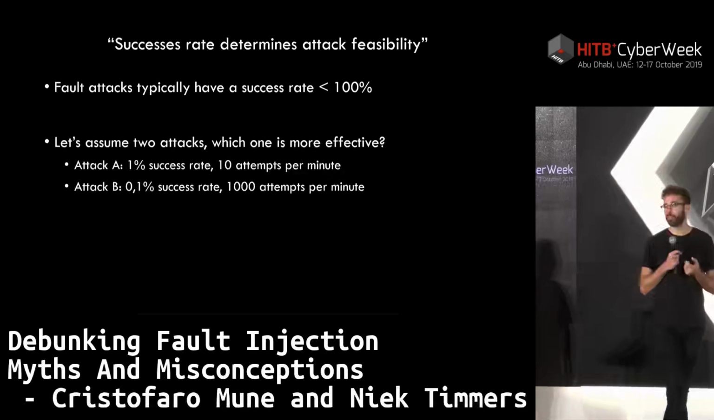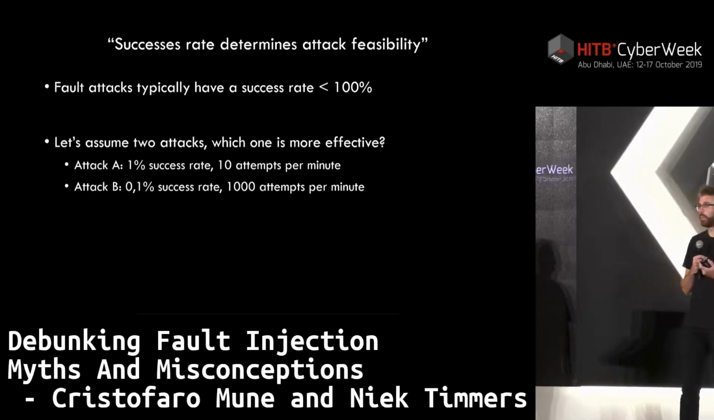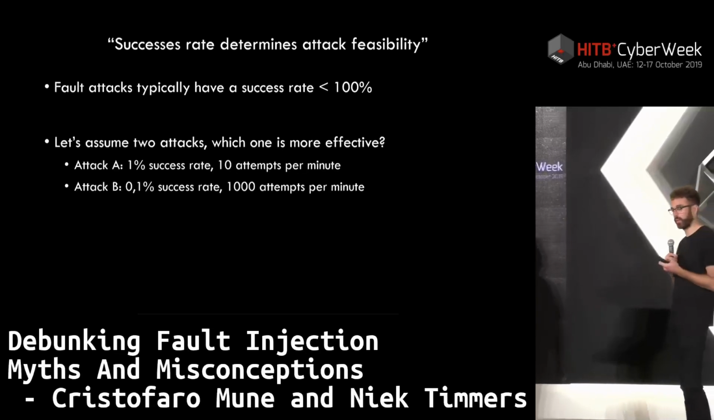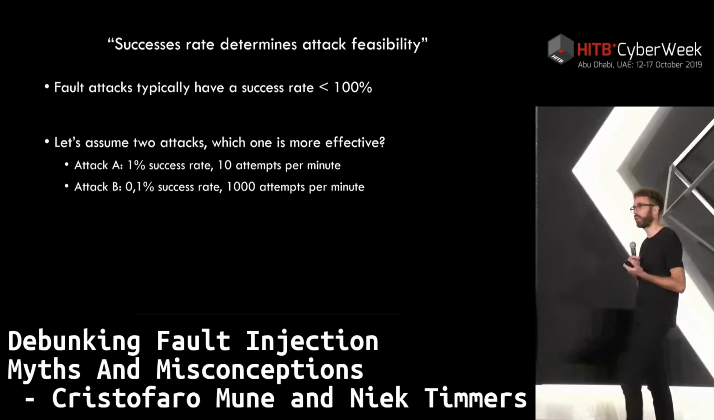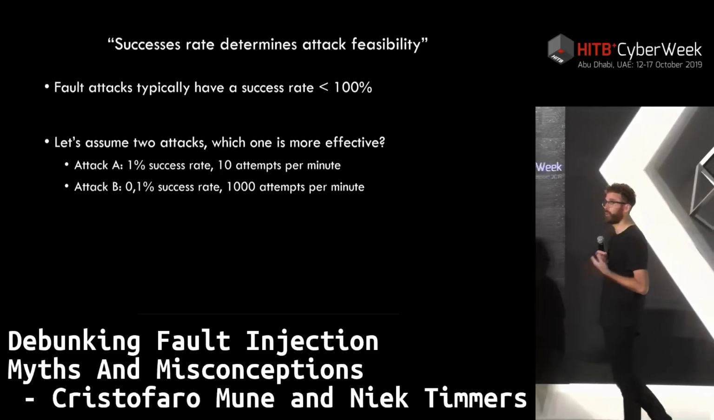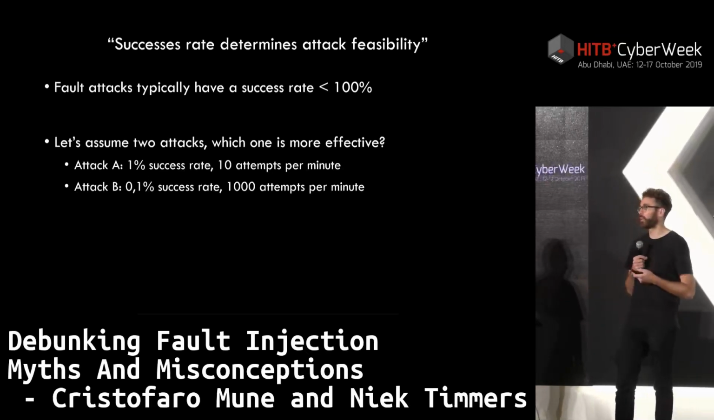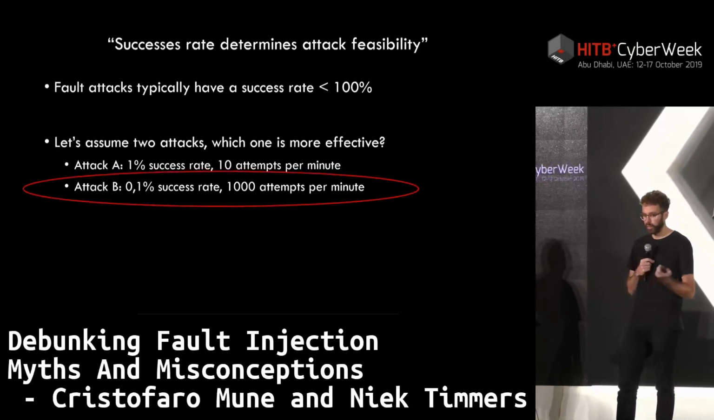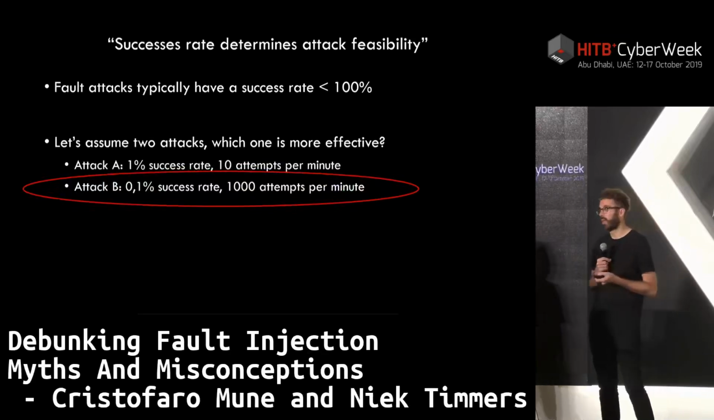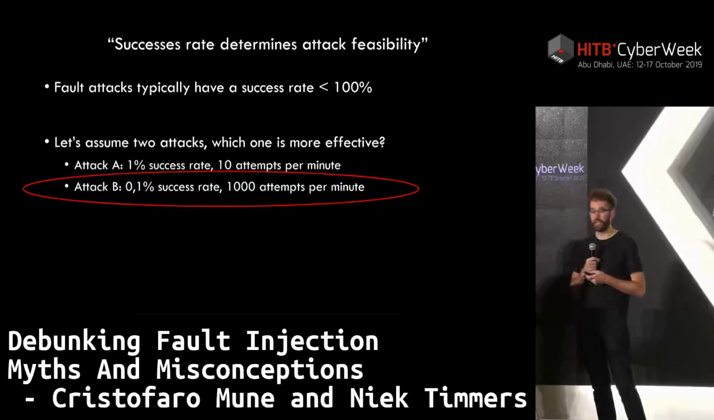Attack B has a 0.1% success rate, but you can perform 1,000 attempts per minute, and that means you can do thousands per hour. For example, you perform this attack during runtime, and you found a way to prevent the chip from crashing all the time. Well, as you can imagine already, the second one is better because you get more success within 1 minute than with attack A.